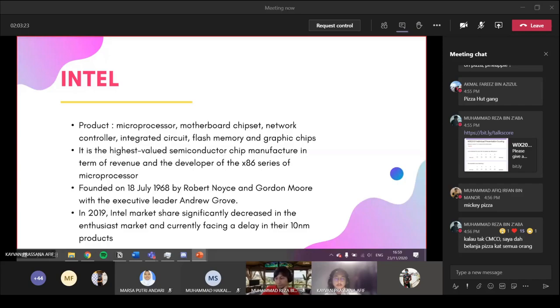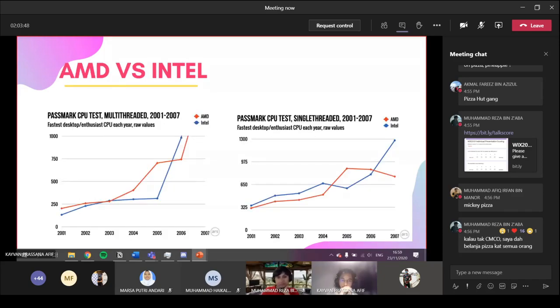You may have already heard about Gordon Moore because of Moore's Law, and in 2019, Intel's market share significantly decreased in the enthusiast market and it is currently facing a delay in their 10 nanometer products because AMD already surpassed the 10 nanometer products. I will explain later. Okay, here's the graph from 2001 to 2007. This is the graph that showed the Passmark CPU test. Passmark is software to benchmark the processor.